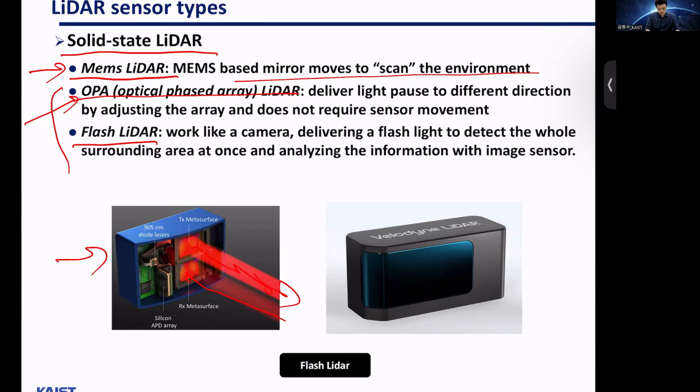So OPA and flash lidar are really nice, promising technology, but they are difficult to develop. MEMS lidar seems to be coming into the market, and they are more practical technologies, but it still has that moving part. Although it's light, small, and compact, it still has that scanning device in it.